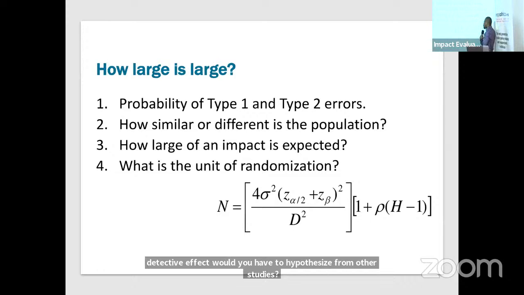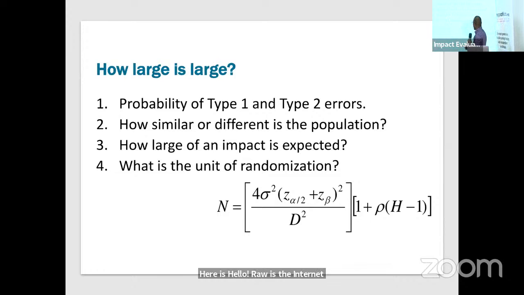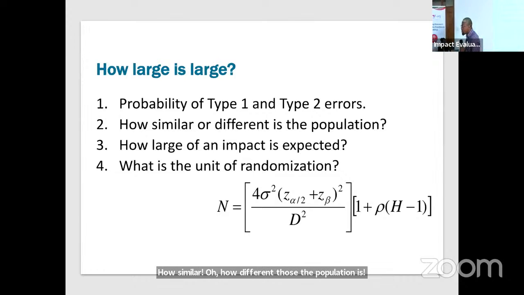Here is rho. Rho is the intra-cluster correlation: how similar or how different is the population or the sample. Are we together? That's rho, and I will talk about it. And H is the number of clusters.